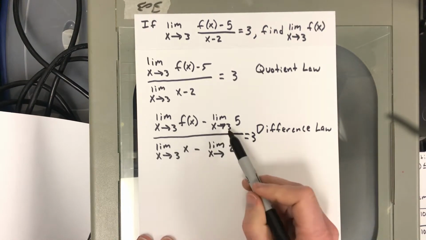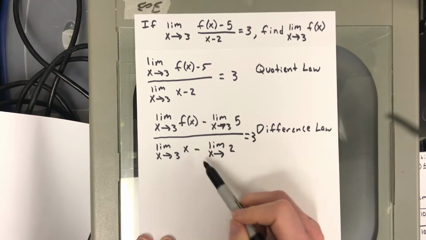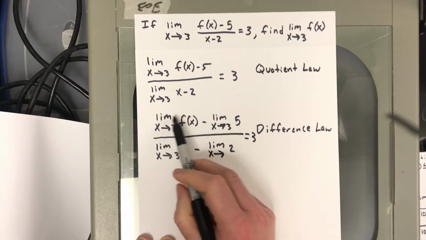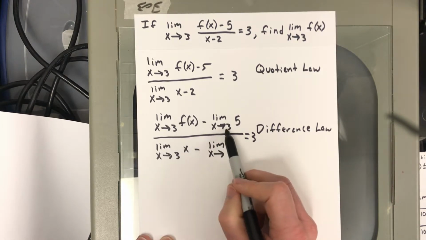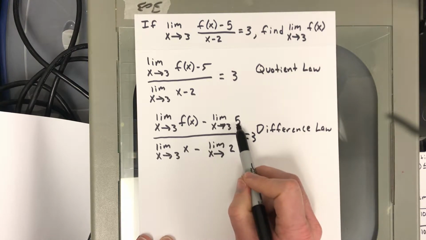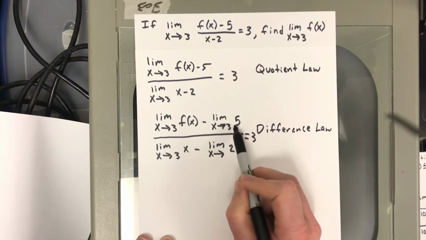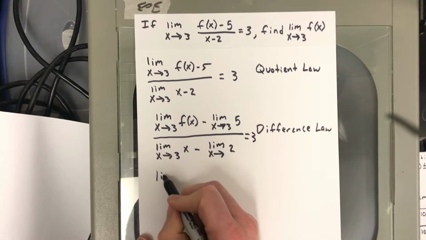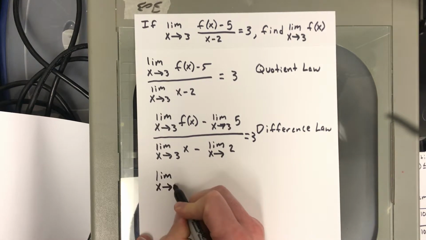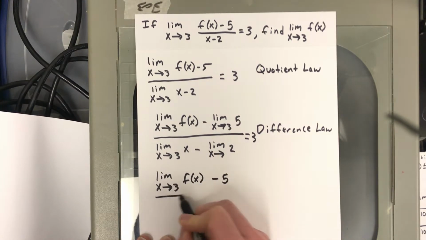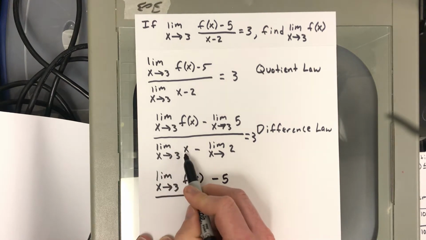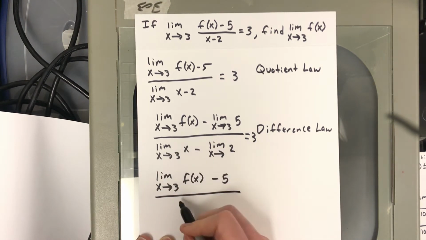So from there then I can start to evaluate these limits, which is going to be pretty cool. Obviously I can't evaluate this limit because that's the limit as x approaches 3 of some function I don't know. But the limit as x approaches 3 for 5, well, no matter if I plug a 3 in here, there's nothing to plug it into. So really the limit as x approaches 3 of 5 is 5. So I can write that as limit as x approaches 3 of f of x minus 5 over, well, what's the limit as x approaches 3 of x? Well, I just plug 3 in there and that's 3.